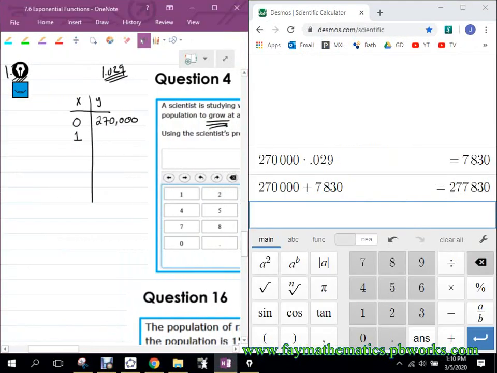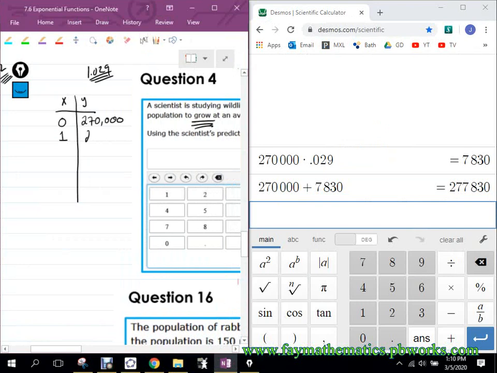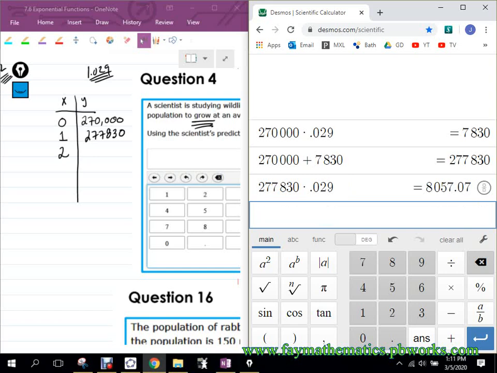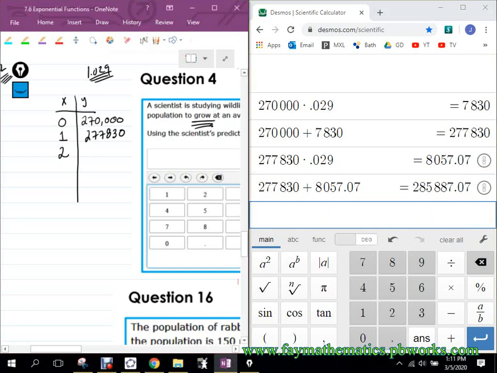So now, right here, we're going to have 277,830, right? For year 2, I'm going to take the previous number, 277,830, and multiply it again by 0.029. Now I'm going to add that number to 277,830, and I get that amount. So that's how many bats I'm going to have.